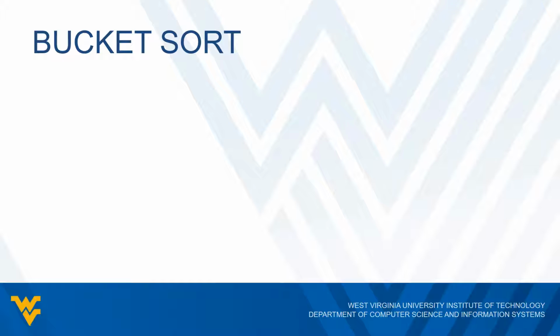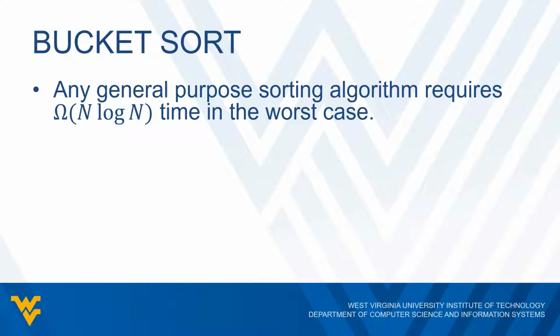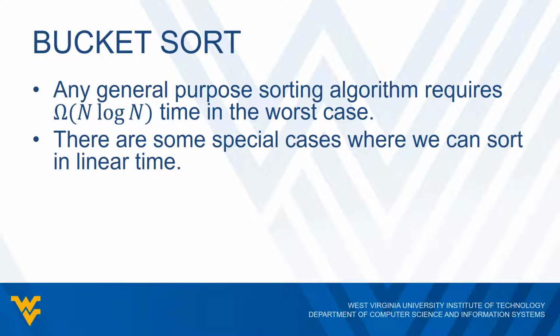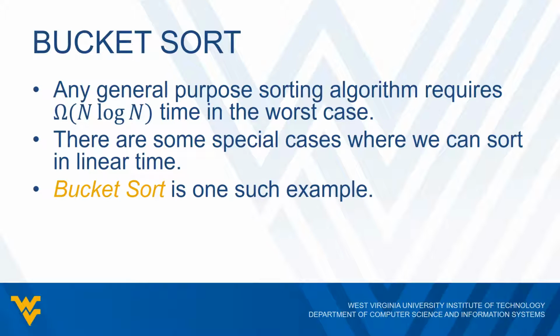We've already discussed that any general purpose sorting algorithm in the worst case is going to require omega of n log n time. So the absolute best, fastest general purpose sorting algorithm cannot be any better than n log n. And that's okay. I mean, that's still pretty efficient, but it would be nice if we could get a linear time sorting algorithm. And the good news is there are some special cases where we can get a linear time sorting algorithm. One such algorithm is what we call bucket sort.